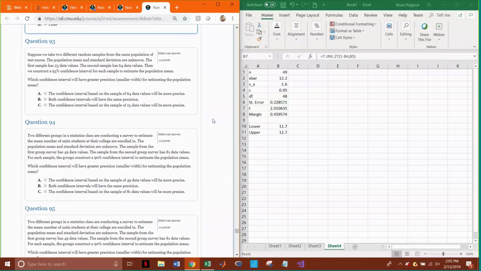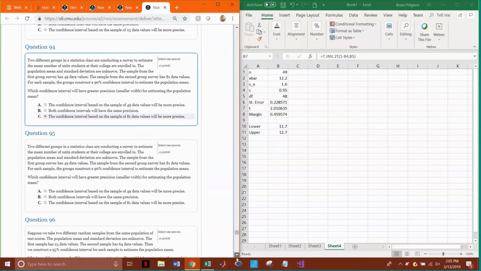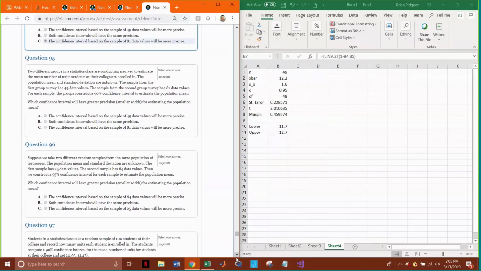Well, this is like the same question. The confidence interval based on a sample of 64 values will be more precise. That is true. 64 is a larger sample size than 25. Same question. The confidence interval based on the sample of 81 data values will be more precise because it has a larger sample size than 49. Yep, I think it's the same question.